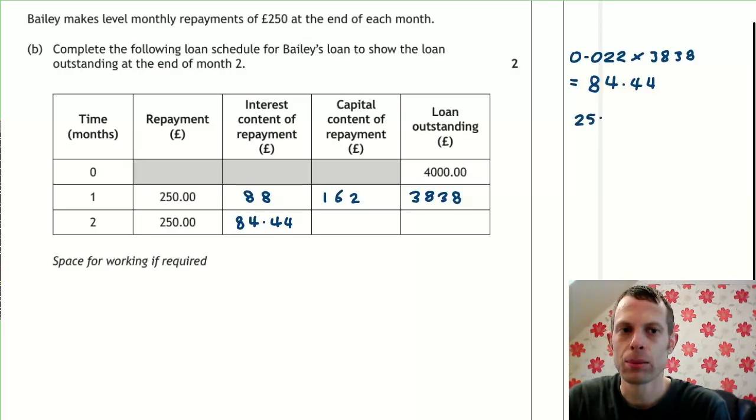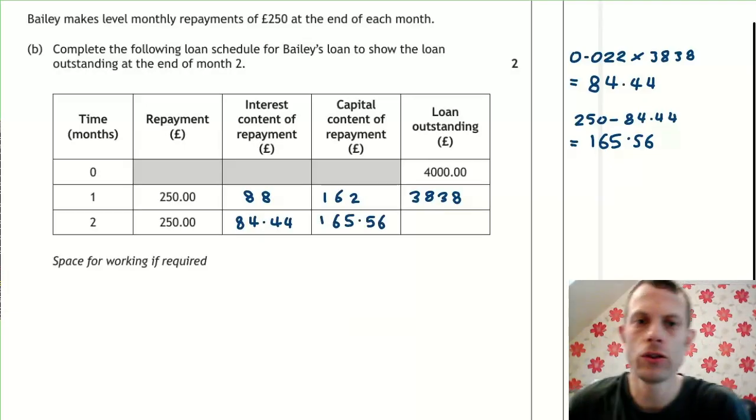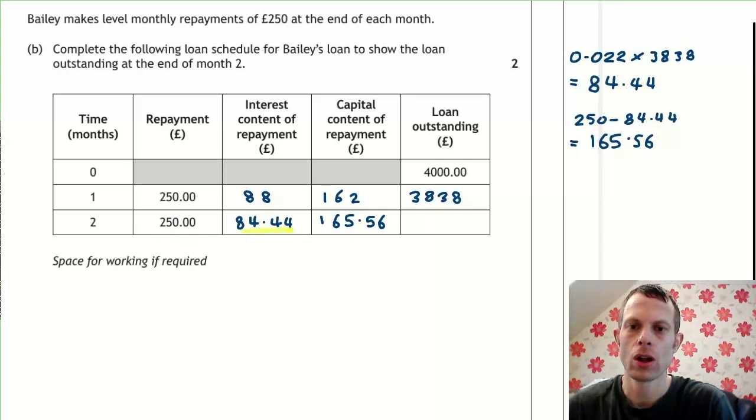Then again, capital content is the repayment minus the interest content, and that's going to give us £165.56. And finally, the new balance at the end of 2 months will be the £3,838 minus £165.56.